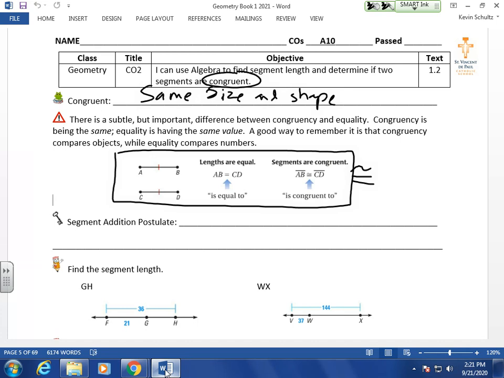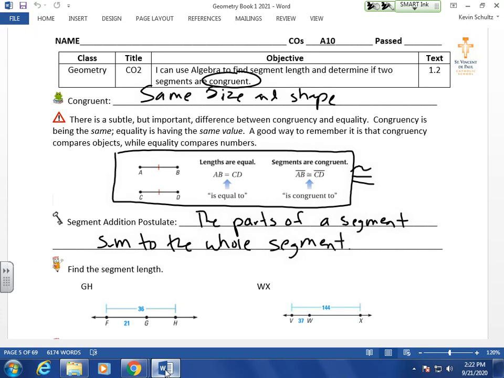The segment addition postulate. Do we want to take a guess as to what that means? Nick? Segment plus segment equals. You're actually very, very close. The segment addition postulate basically says that the parts of a segment sum to the whole segment. The parts of a segment sum to the whole segment.